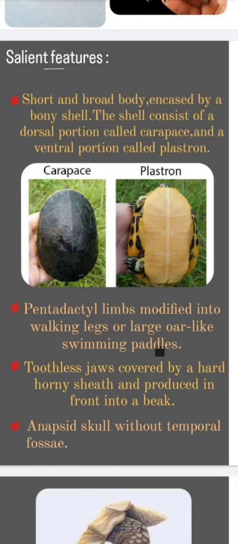Salient features of class Chelonia: Short and broad body encased by a bony shell. The shell consists of a dorsal portion called carapace and a ventral portion called plastron. Pentadactyl limbs modified into walking legs or large oar-like swimming paddles. Toothless jaws covered by a hard horny sheath and produced in front into a beak. An anapsid skull without temporal fossae.